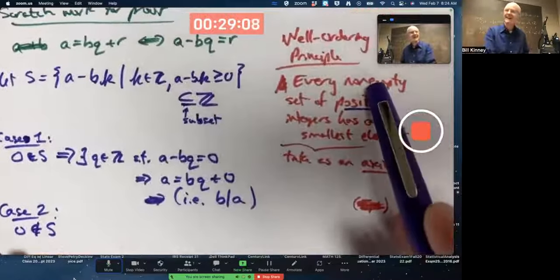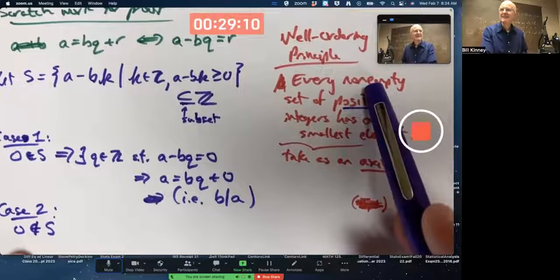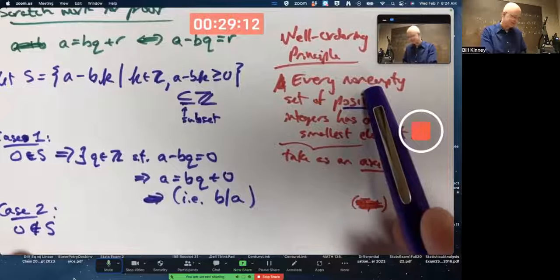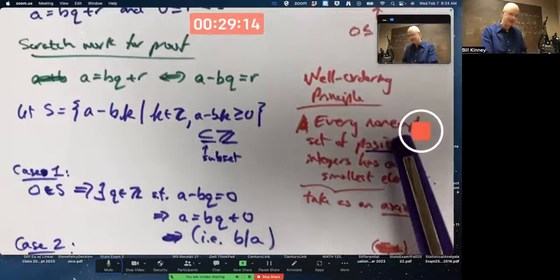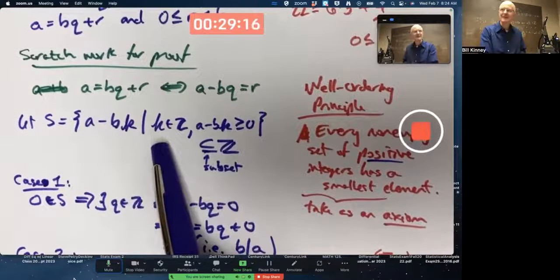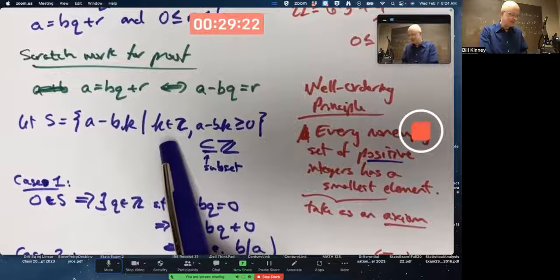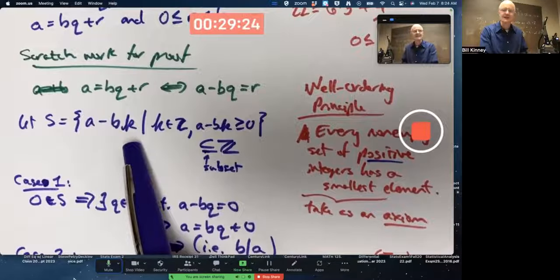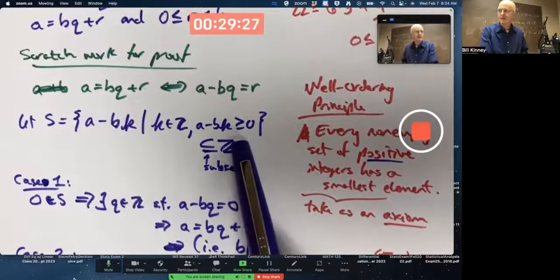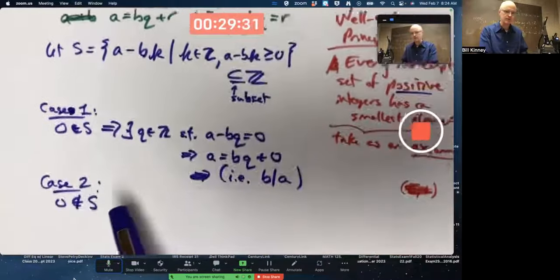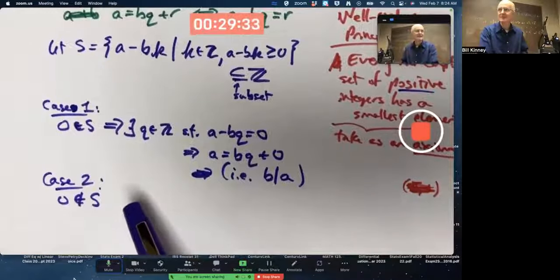Maybe we need to use the well ordering principle, and that's true, but there still is a question. Is it non-empty? Now that might seem like a ridiculous question. Is it possible this could be empty? It doesn't seem like it could be empty, because K can be anything. But you could ask, well, is it possible A minus BK is never greater than or equal to 0? Never strictly greater than 0 if I'm assuming 0 is not in there.